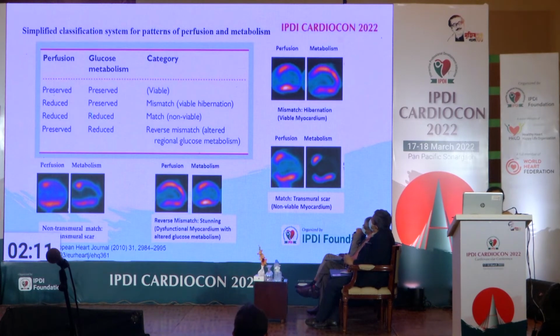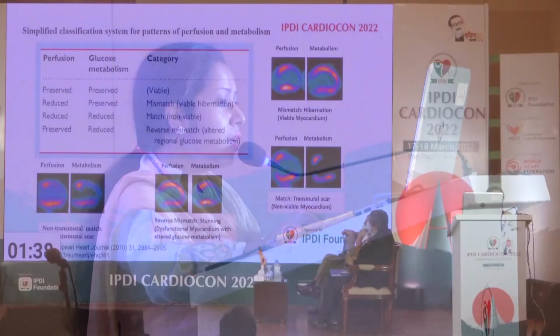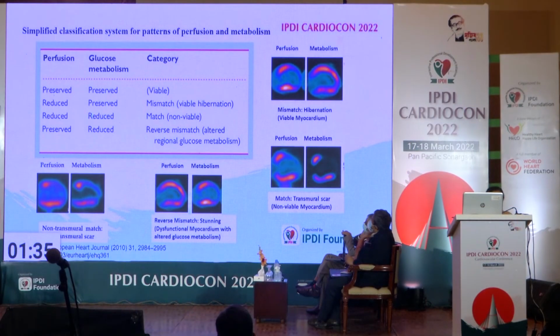Now before interpreting my case, I have to show the simplified classification system of pattern of perfusion and metabolism defect. Here the right corner side image showing the perfusion and metabolism pattern. Perfusion is reduced, metabolism is normal, indicating mismatch defect or hibernating myocardium. The second one, absent perfusion, absent metabolism, indicating match defect or transmural scar. And this one showing perfusion and metabolism both reduced, indicating non-transmural match defect or non-transmural scar. And the last one, interesting one, there is normal perfusion but absent or reduced metabolism, indicating reverse mismatch pattern or stunned myocardium. That means dysfunctional myocardium with altered glucose metabolism.